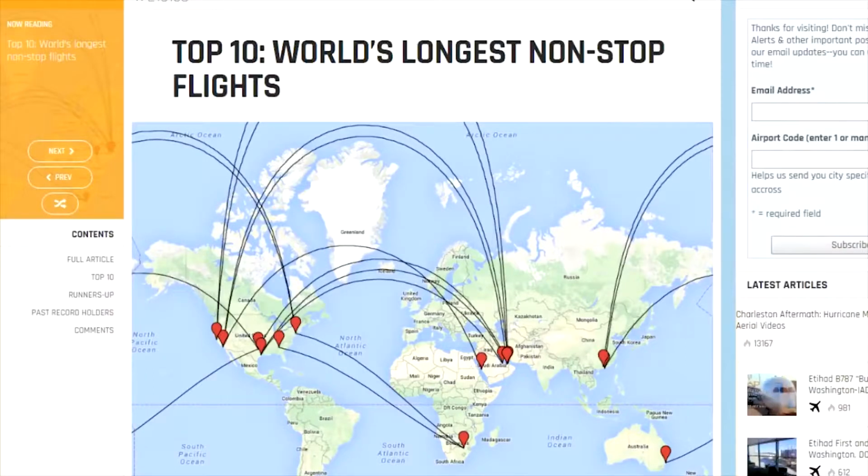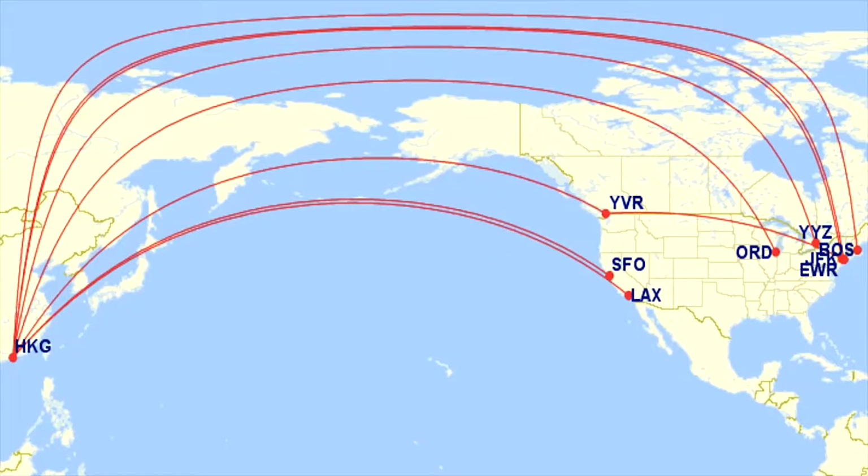So if we look at some of the world's longest non-stop flights, they all go over the pole, whether it's on the west coast or the east coast. Now, the issue is there's a problem with time and distance. So let's look at time first. If they're traveling this route.